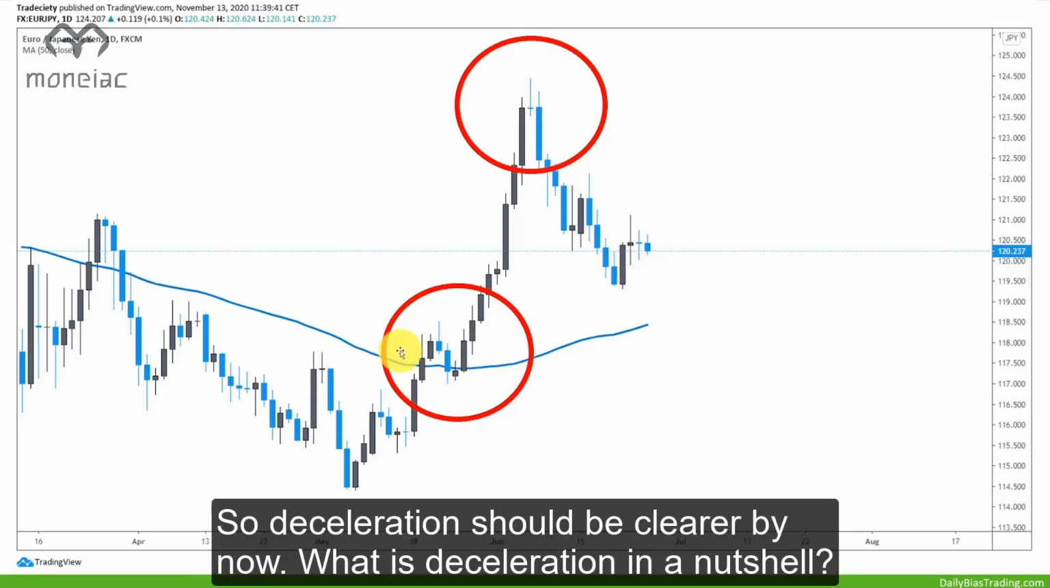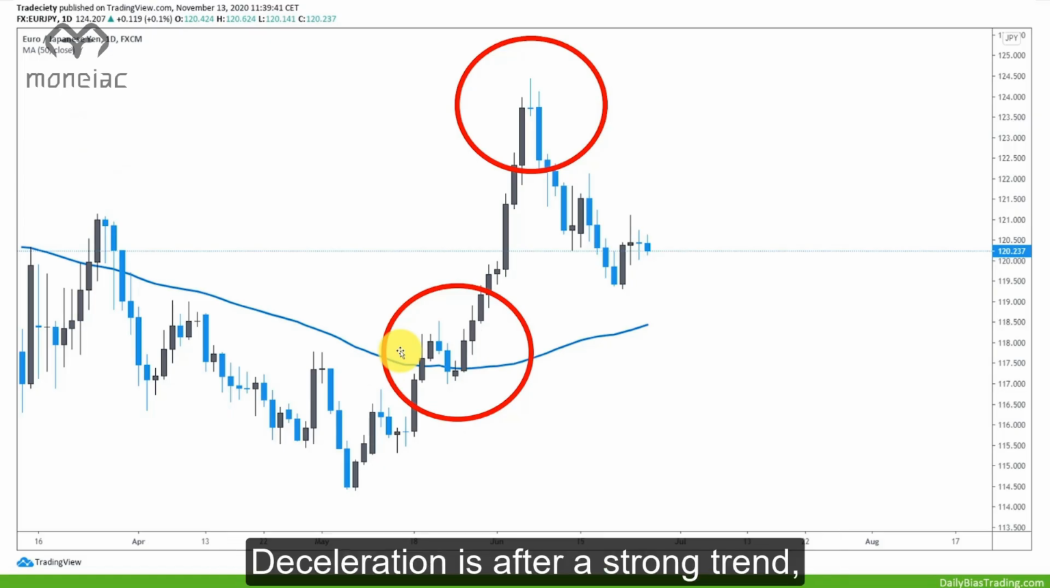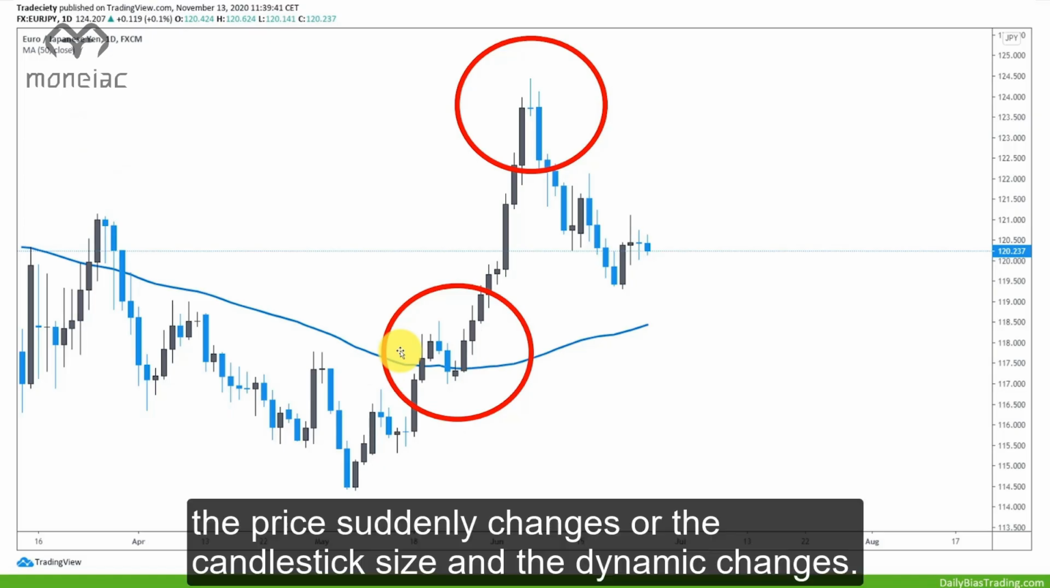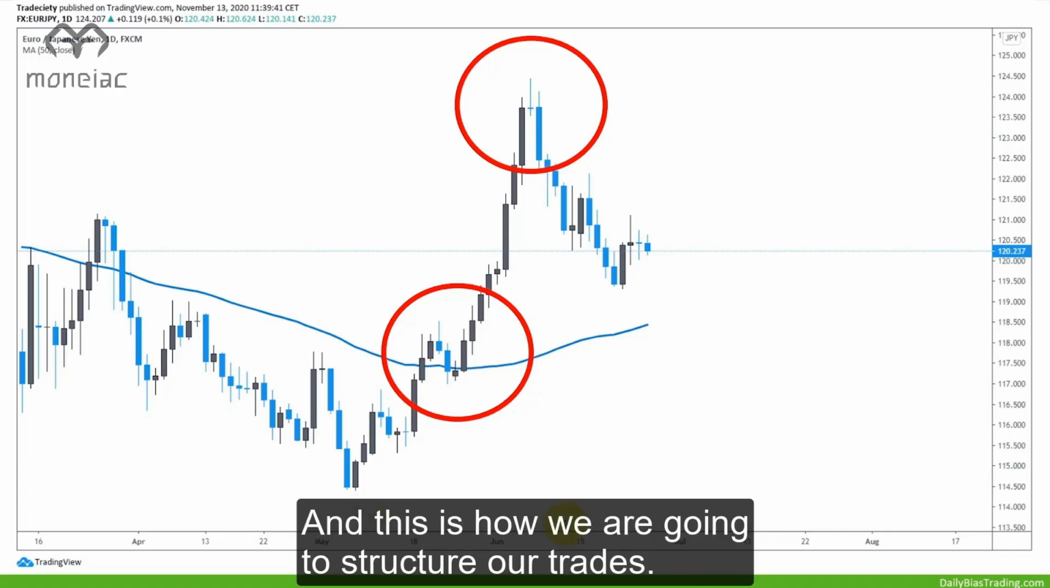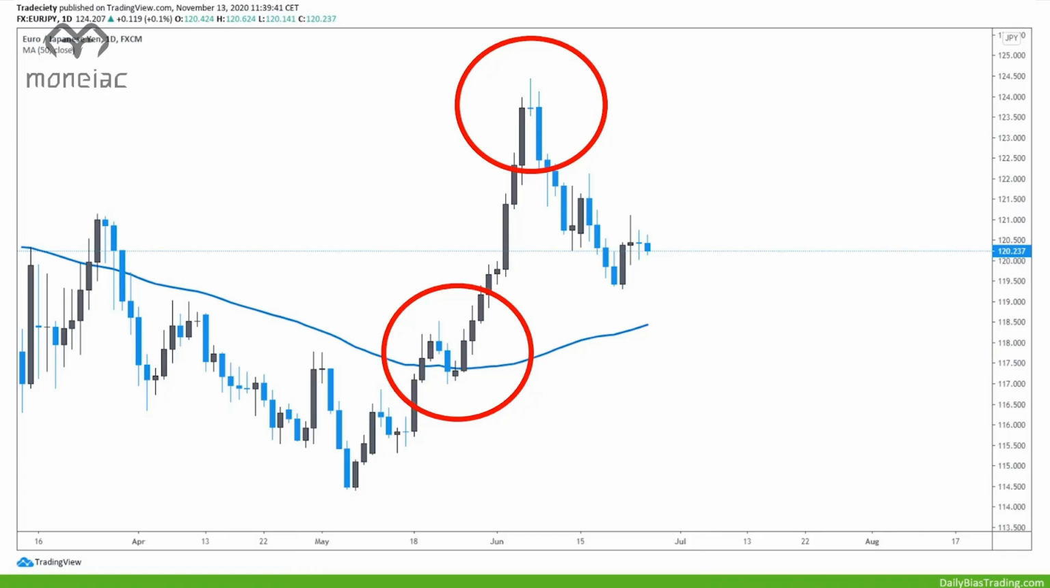So deceleration should be clearer by now. What is deceleration in a nutshell? Deceleration is after a strong trend, the price suddenly changes, or the candlestick size and the dynamic changes. It often marks the endpoint of trend waves, and this is how we're going to structure our trades in the next video.